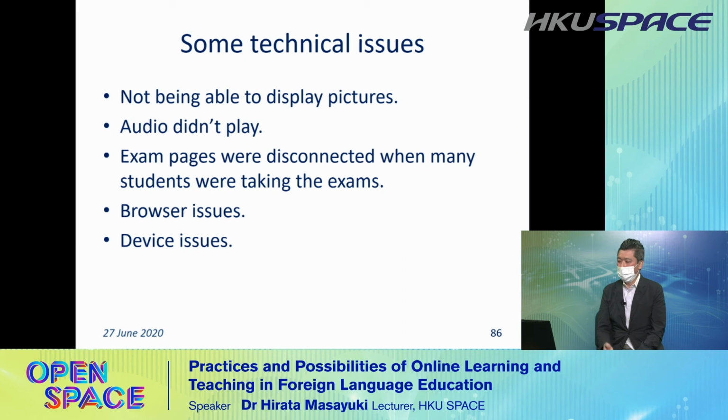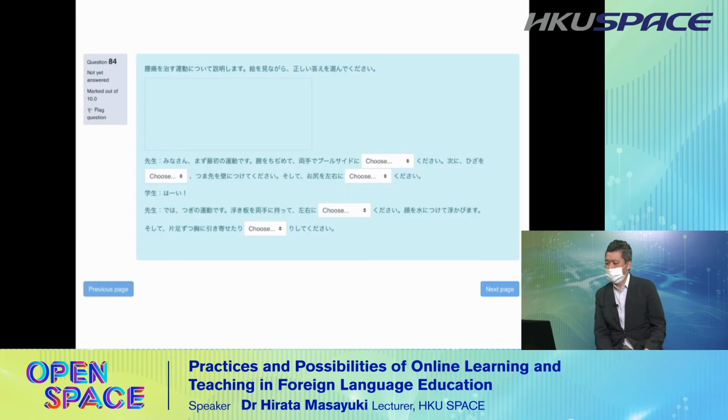For example, we knew beforehand that the audio didn't play in the previous trial, so we had to give up giving the listening comprehension examination. And sometimes exam pages were disconnected when many students were taking the exams. And the browser issues: some browsers display the questions correctly, but not sometimes in the other browsers. And also the device issue, like mobile phone, iPad, and so on. So this is one example where the picture didn't show in the exam, where that information is absolutely necessary to take the exam.